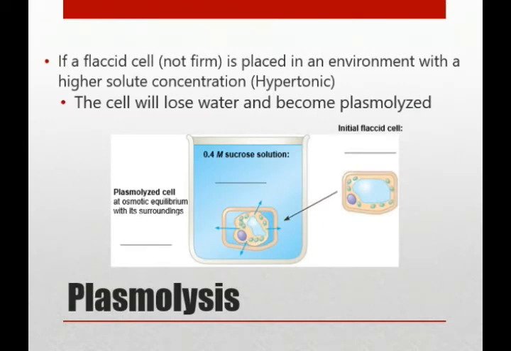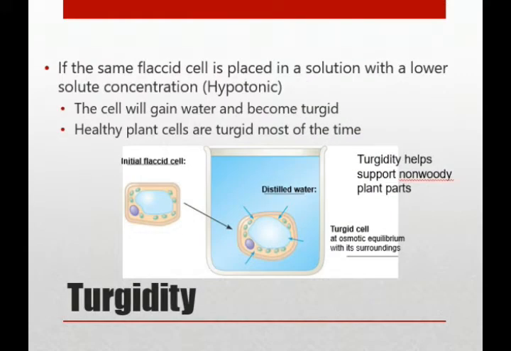Plasmolysis. If a flaccid cell, which is not firm, is placed in an environment with high solute concentration, it is called hypertonic. So the cell will lose water and become plasmolysed. If the same flaccid cell is placed in a solution with lower solute concentration, it is hypotonic. It means that the cell will gain water and become turgid. Healthy plant cells are turgid most of the time.